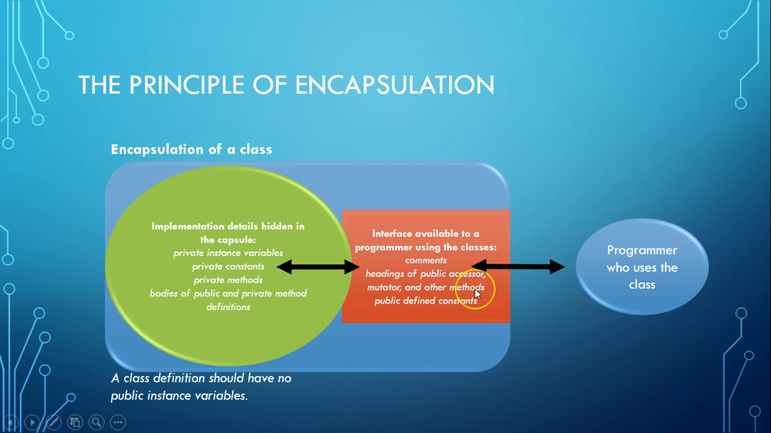So that would be things like what your parameters are going to be, so that way you know what you need to pass. And you have public defined constants. So if you have a constant variable that you need to have, that's going to be accessible there too. Right? Now, of course, that interface is here with the programmer who uses the class. So these are the two things that interact right here. The interface interacts with the programmer, and the program interacts with the interface.